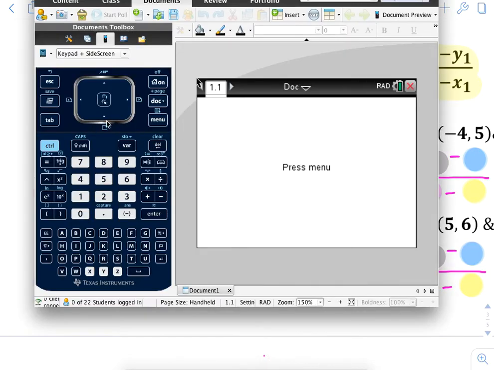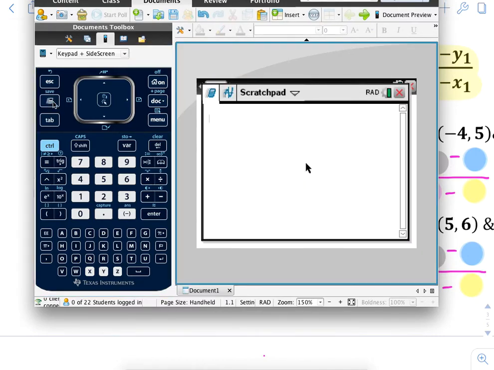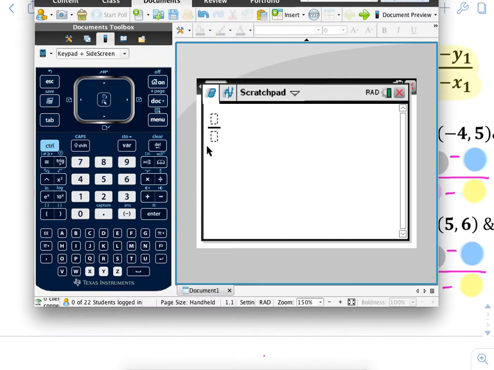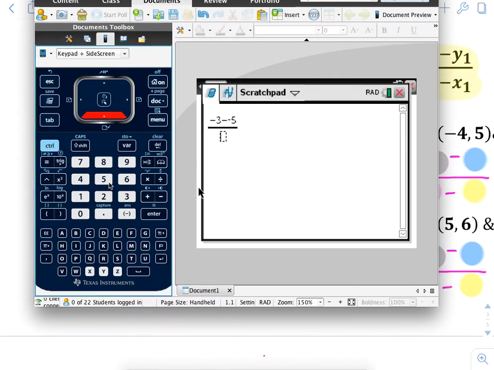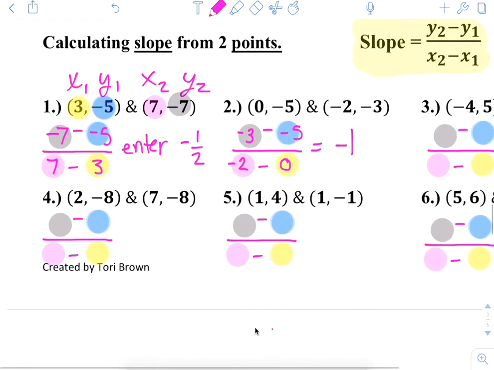All right, so here's your calculator screen, I'm going to go into Scratchpad real quick. What I would do is I would use this toolbox here, clicking on him, choosing my top answer, and I'm typing in what we had, -3 minus a -5. And then on the bottom, I am doing a -2 minus 0. That's where the -1 comes from. Okay? Let's try another one.